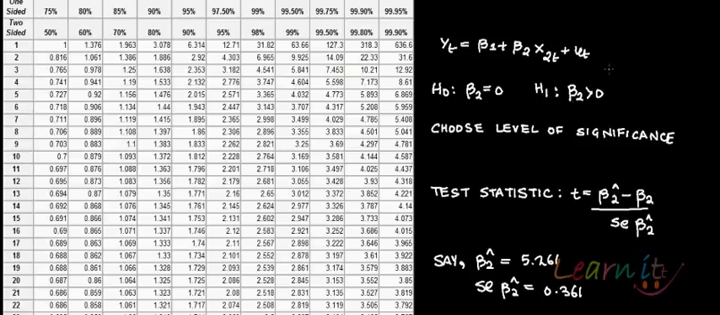If we wanted to test whether this beta 2 was significantly different from 0, we could have used the two-tailed test, which is beta 2 not equal to 0. But here what we are testing is that beta 2 is greater than 0.